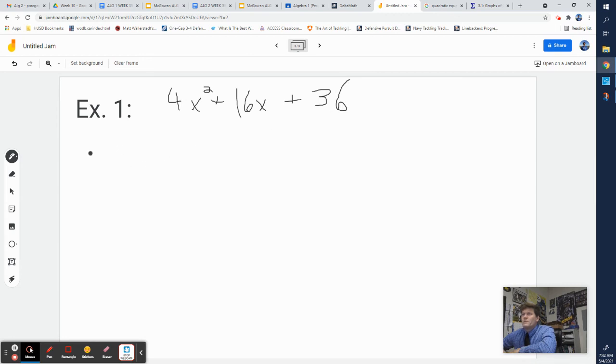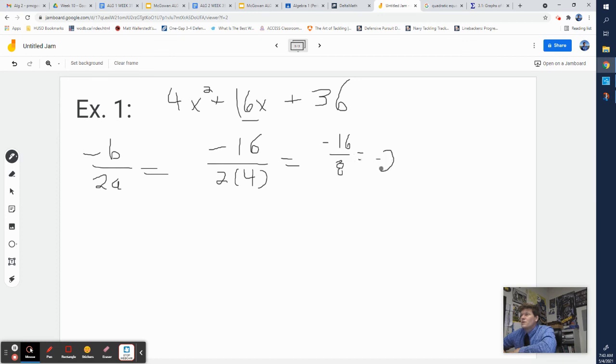But we'll do what we can. Now, remember, it's negative b divided by 2 times a. So what that means is we want to take our b value and put the opposite of it. It's positive, so I put it as negative. Then I take the a value and I times it by 2 on the bottom. My a value is 4. So I have negative 16 divided by 2 times 4, which becomes negative 16 divided by 8, which becomes negative 2. So there's the x value of our vertex. There's the axis of symmetry.